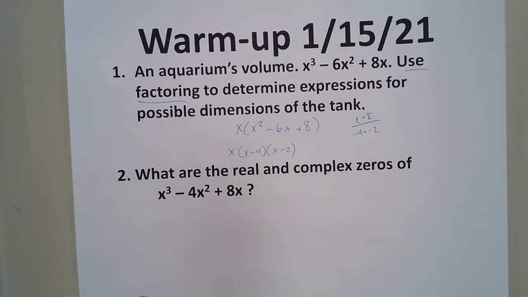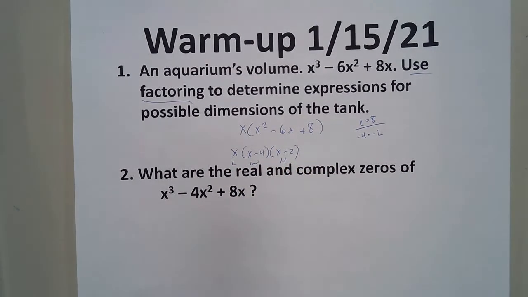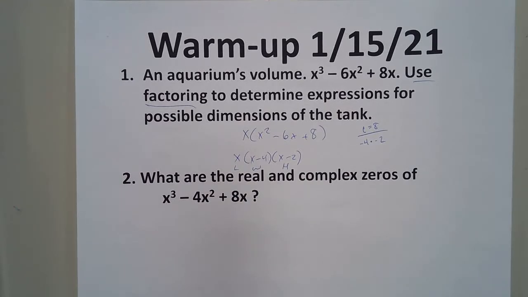And these would be the possible dimensions. It could be the length, the width, and the height, or whatever order. It doesn't matter which one you're calling which, but those are the three possible dimensions based off this problem getting factored. And that's it. You're not solving this problem. It just says determine the expressions, these three expressions or factors.